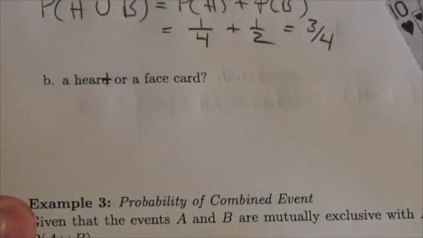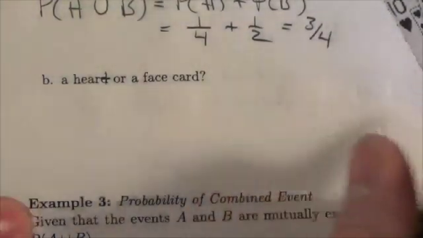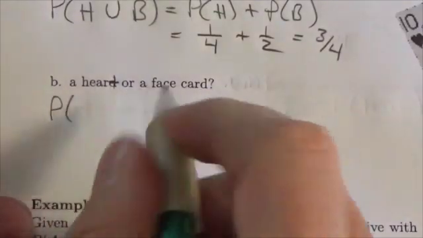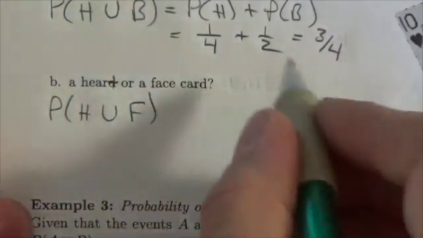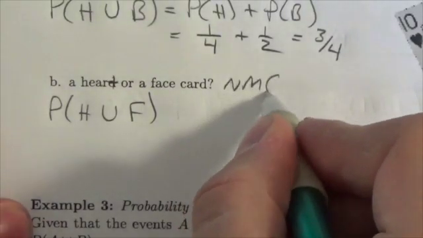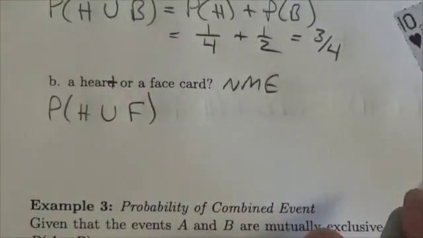It says a heart or a face card. Now this is a little different. Again, we're still looking at the sum because we're looking at "or" here. So a heart or a face card. But in this case, these are not mutually exclusive events because it is possible to have a face card that is a heart. In fact, there are 3 of them.